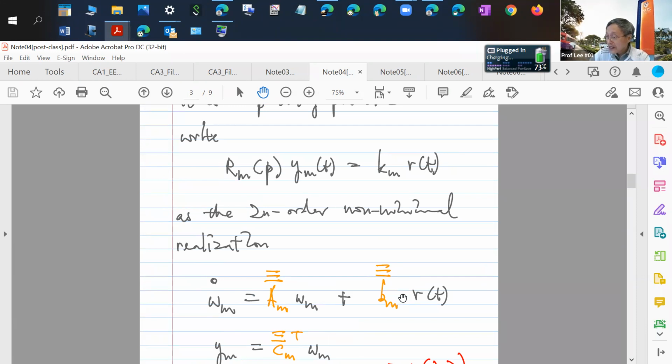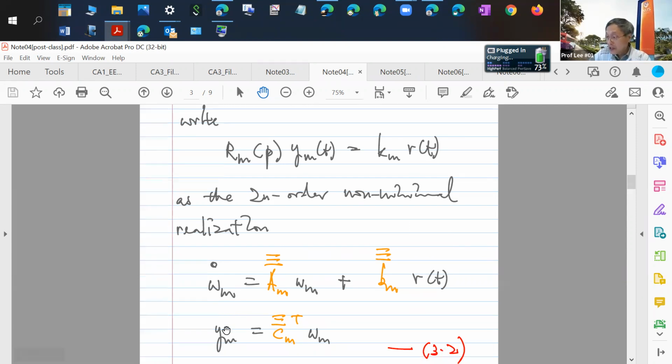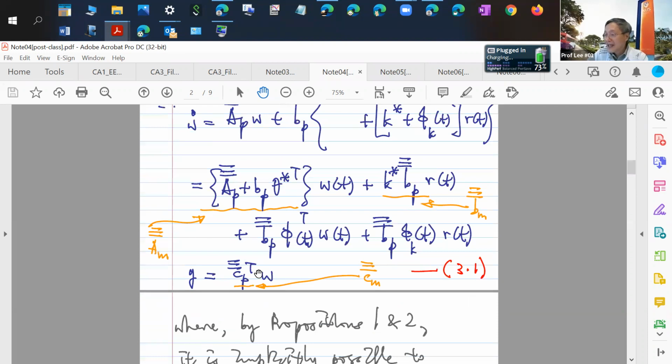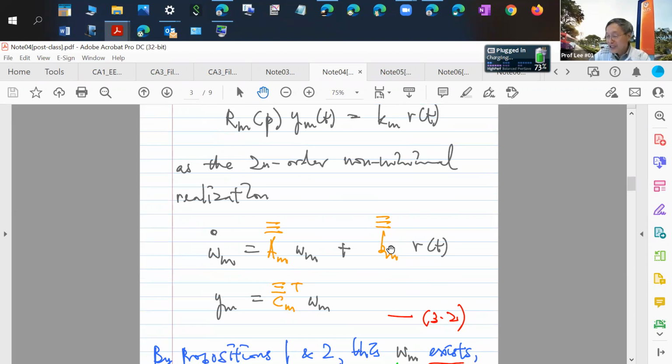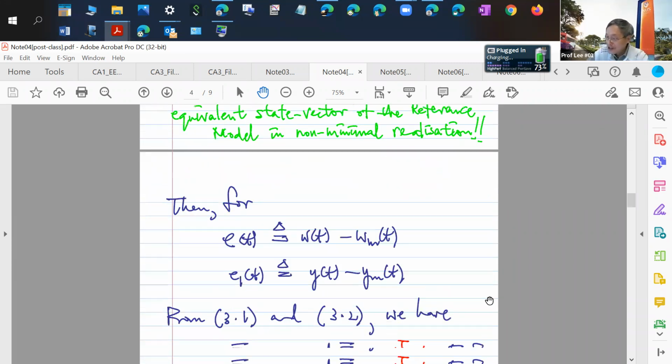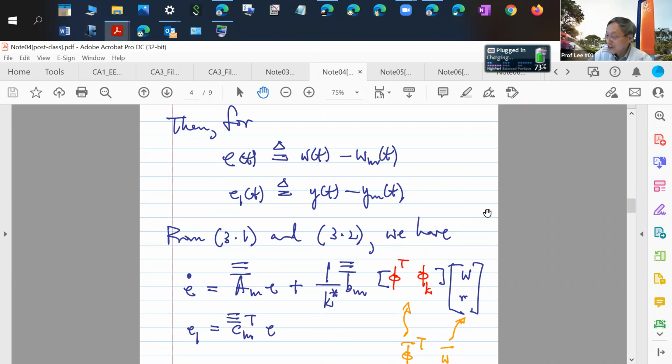Because by proposition 1 and 2, state feedback doesn't change the order of the system. The order of the system still remains 2n. Therefore, your reference model itself also admits a 2n order non-minimal realization. So conceptually this thing exists, except the big difference here is that even though it exists, you cannot actually use this to put together your controller. This is different from the earlier case. All you know is that this conceptually exists. Nevertheless, you can go ahead and use this in your development.